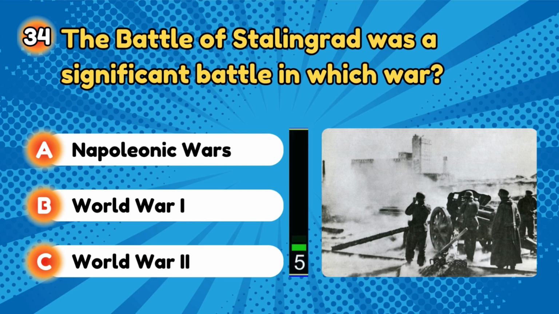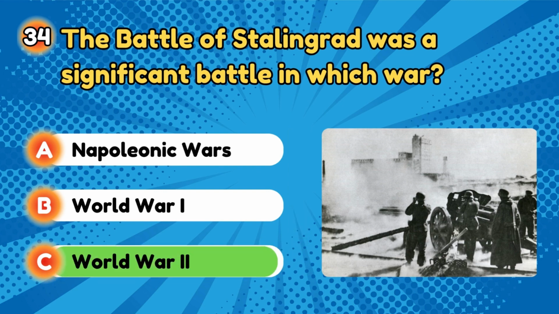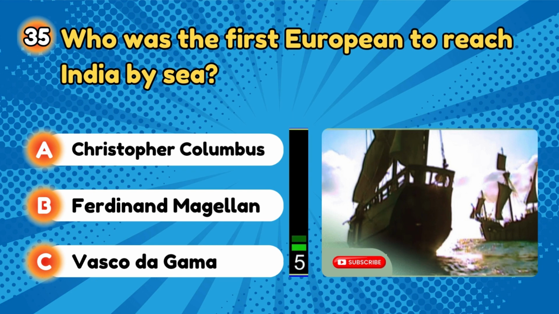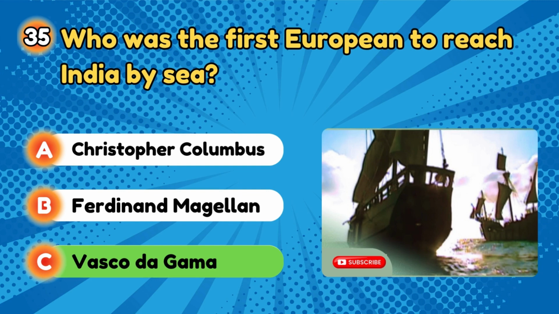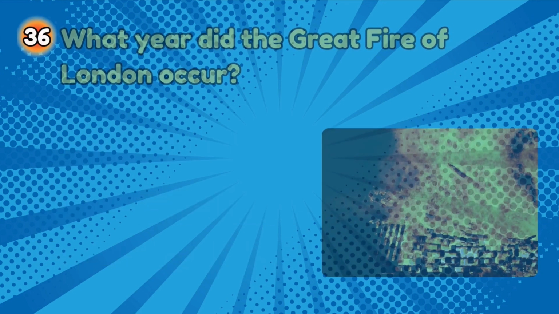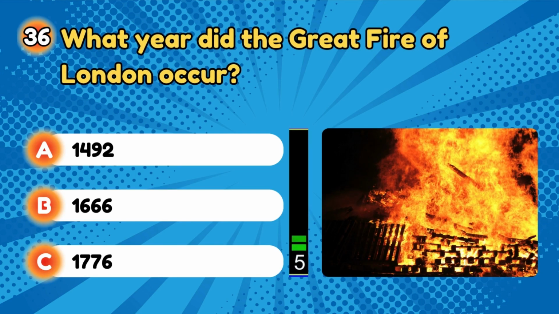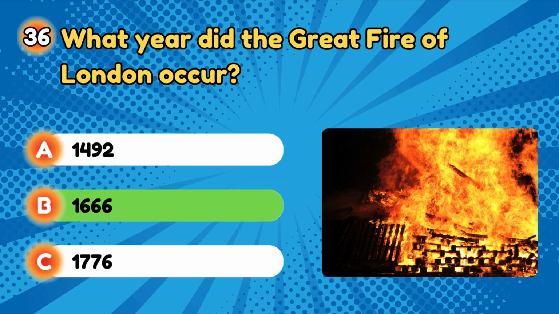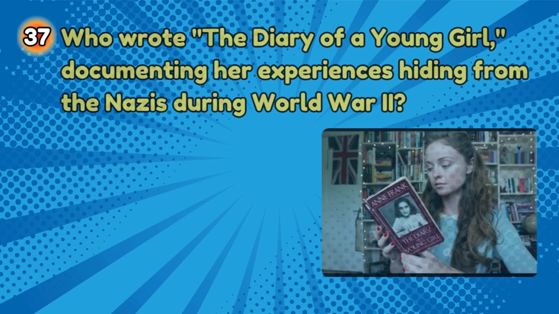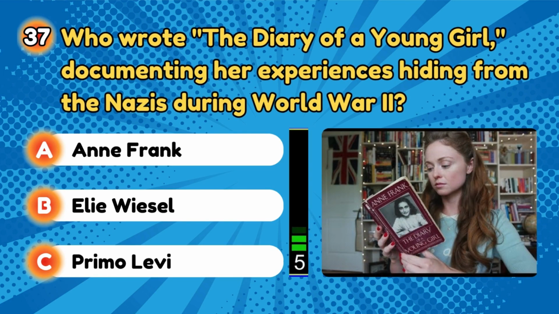Nelson Mandela. The Battle of Stalingrad was a significant battle in which war? World War II. Who was the first European to reach India by sea? Vasco da Gama. What year did the Great Fire of London occur? 1666. Who wrote The Diary of a Young Girl, documenting her experiences hiding from the Nazis during World War II?